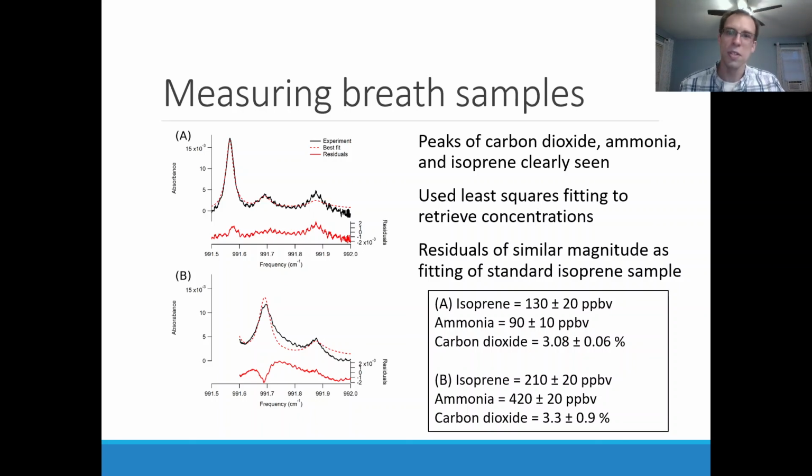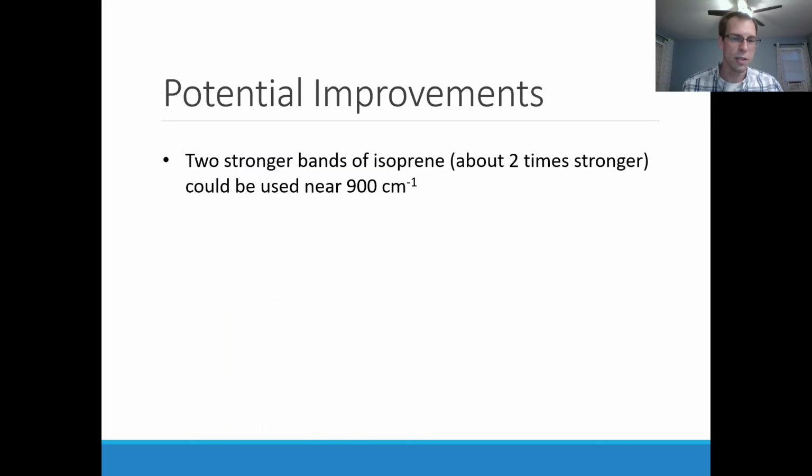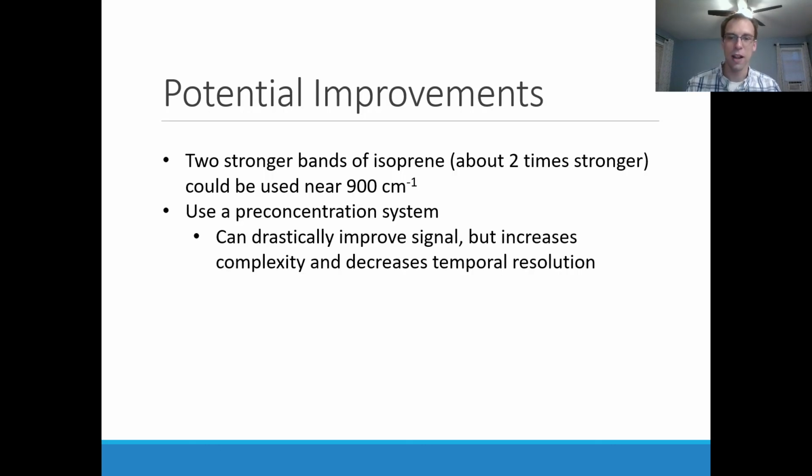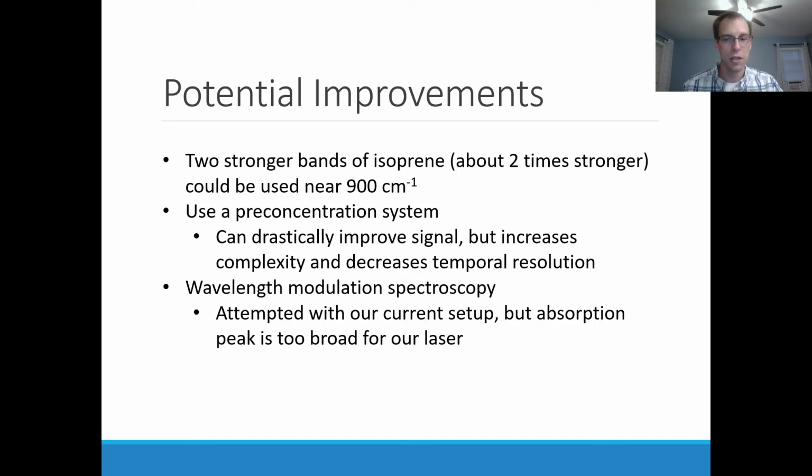So, what can we do to improve this? Well, one thing we can do is use a couple of stronger bands of isoprene at about 900 wave numbers. They're about 2 times stronger than the one that we've chosen. It just doesn't work with the laser that we currently have. We could also use a pre-concentration system, which would drastically improve signal, but would also increase complexity and decrease our temporal resolution. Or we could use wavelength modulation spectroscopy. We have attempted this with our current setup, but it doesn't work with the particular laser that we have. It's not able to modulate sufficiently deep for the width of the peak that we have, since it's a pressure broadened Q branch.